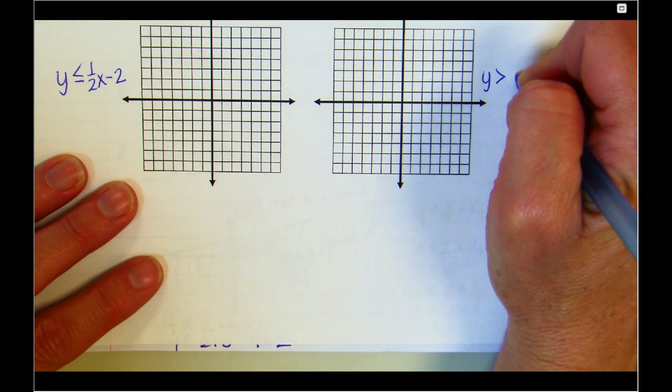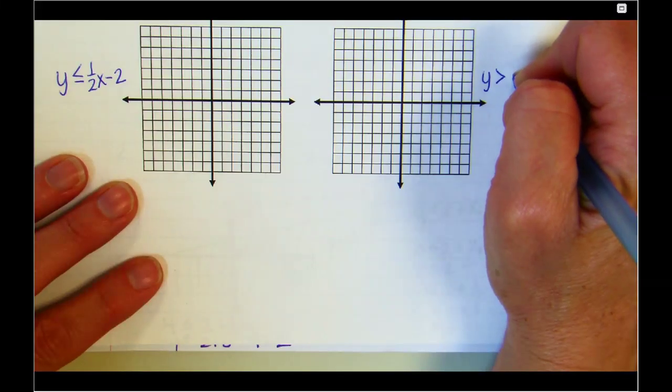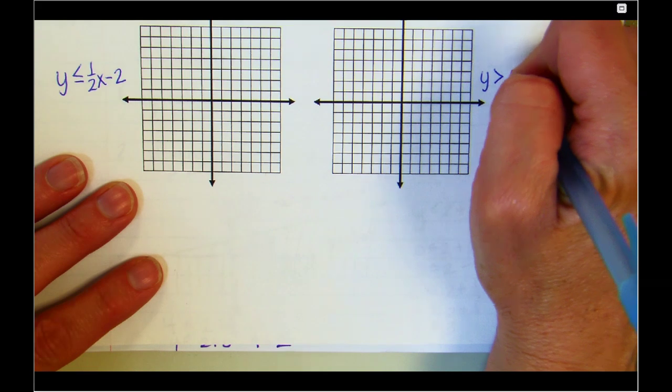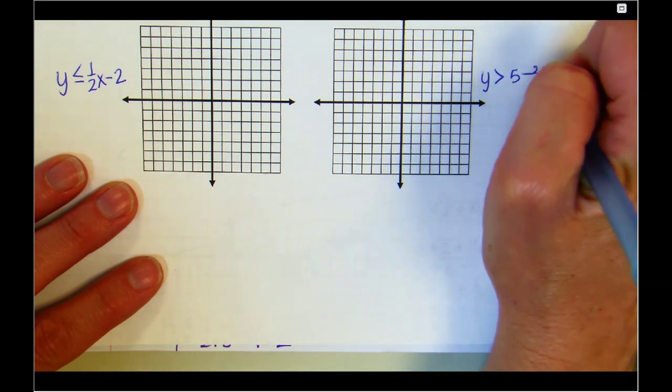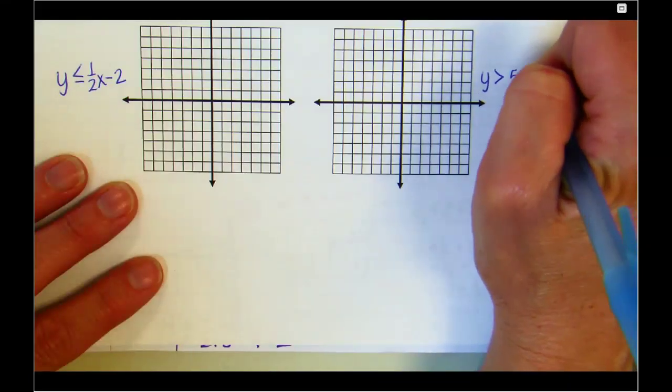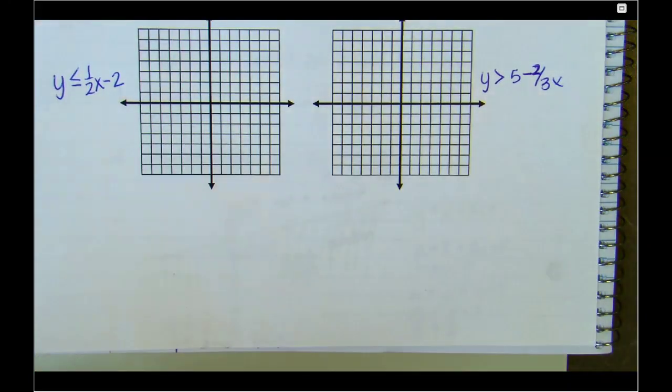This guy I want to be y is greater than 5 minus 2/3 x. That's minus 2/3 x. Okay, that is what I would like you to attempt to graph. Okay, just give it a shot. It's not like scored homework, but I want you to try it.